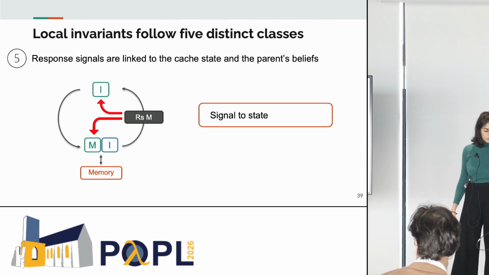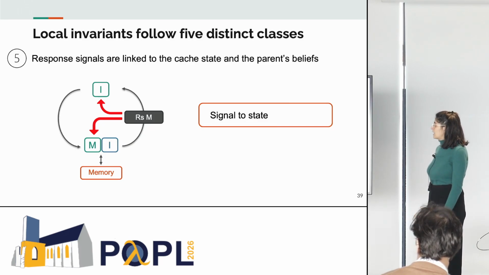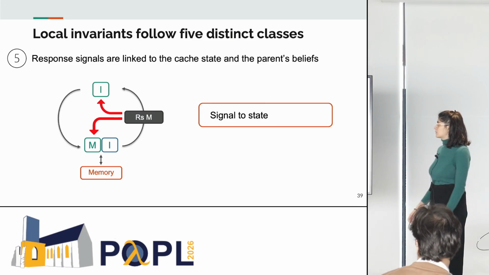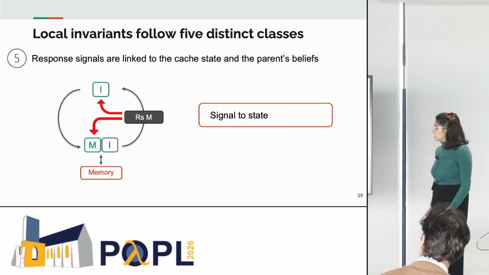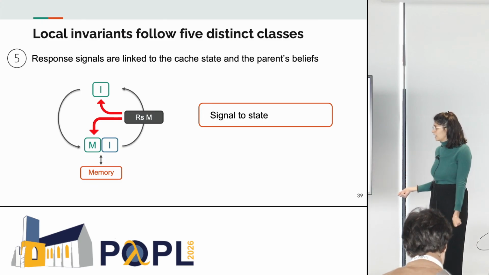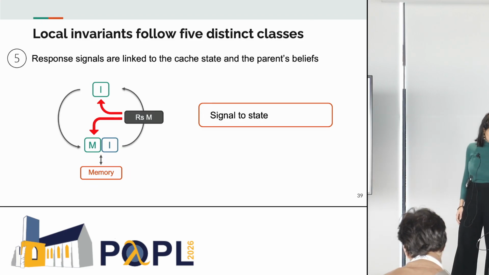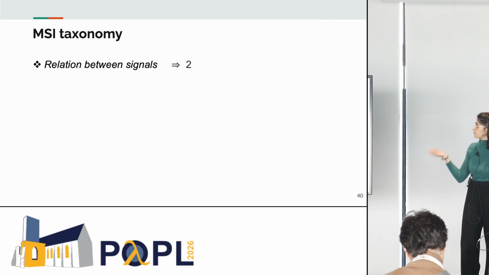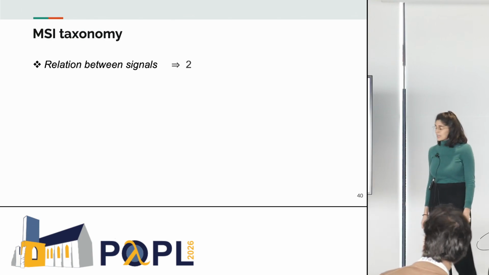And finally, we have the last one, the signal to state, that relates a response signal to the cache state and to the parent's cache state. In this case, if we have a response M from the parents, the cache should be in I, and the parents should think that the cache is in M. Okay, so cool.